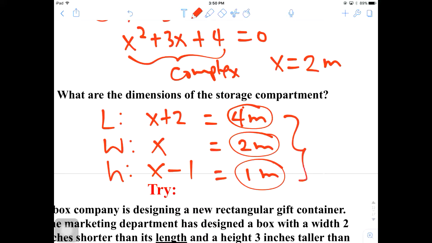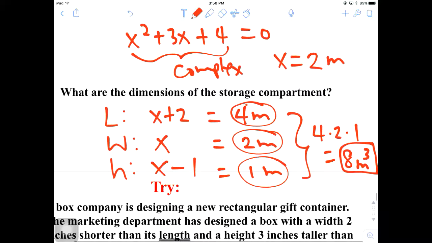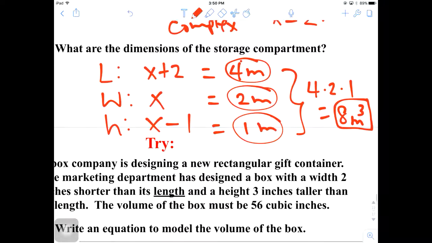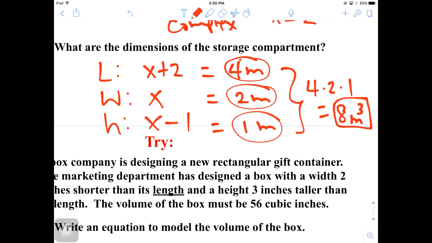And if you multiply 4 times 2 times 1, we will get 8 cubic meters, which meets the requirement for the volume. So that answers our question. The dimensions are 4 by 2 by 1. And that is the end of the problem.